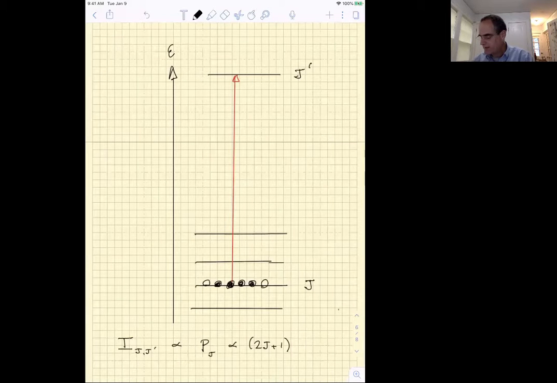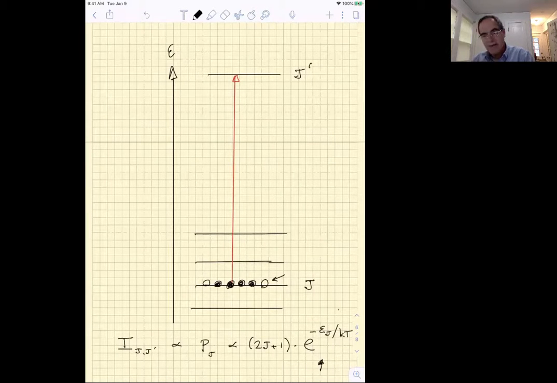Finally, we have to multiply this by the probability of occupancy of each of these states, which is given by a Boltzmann factor, e to the minus the energy of the state divided by kT, okay? This Boltzmann factor comes from statistical mechanics. It might be familiar to you, but we can't derive it here. We're just going to use it, okay, as a pre-made result.